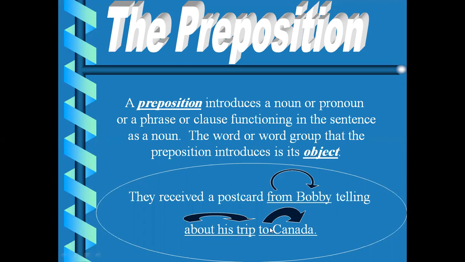Telling about his trip to Canada. The word about is a preposition. His trip is an object. To is a preposition. Canada is an object.